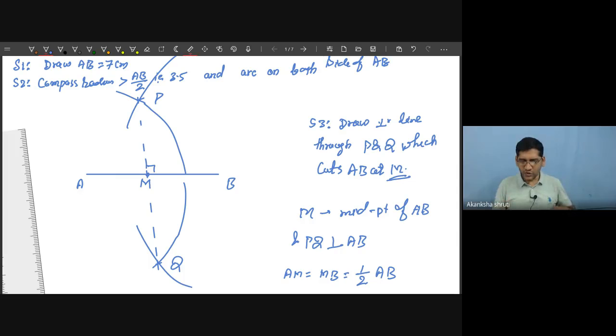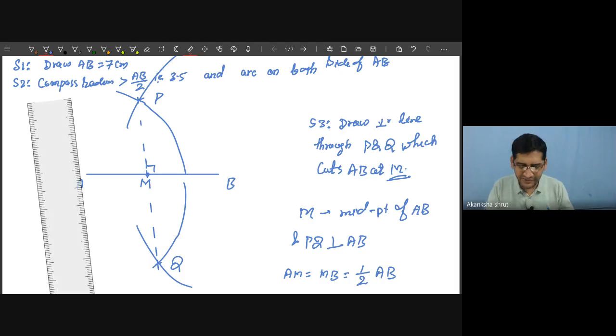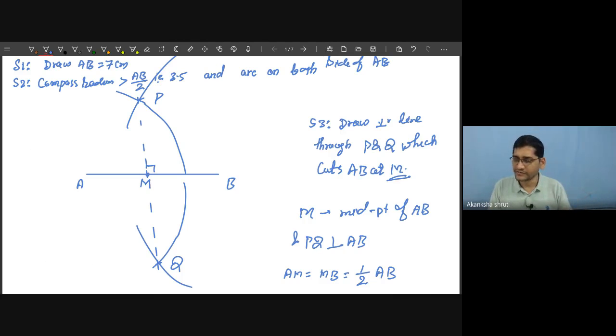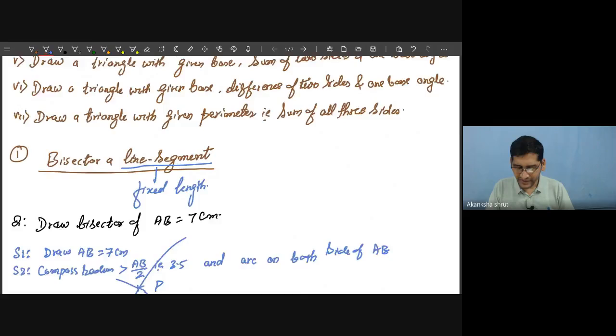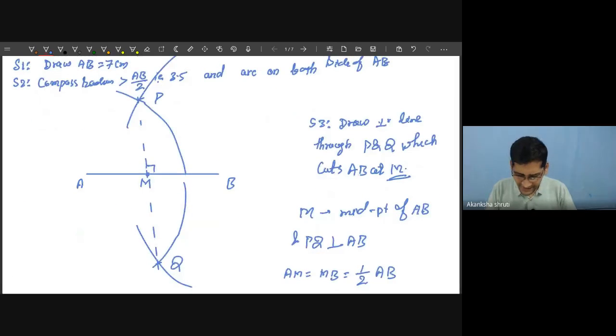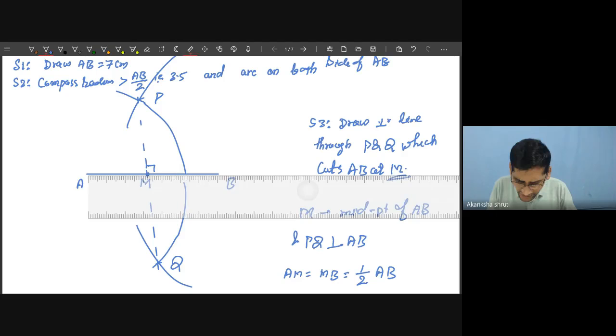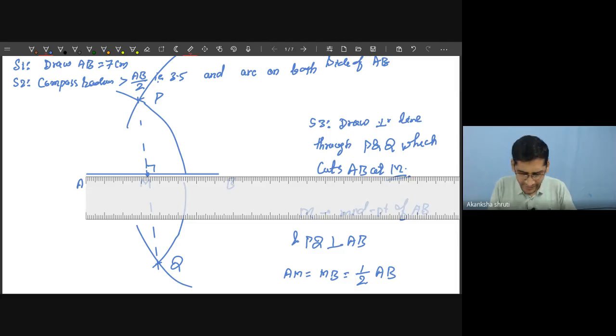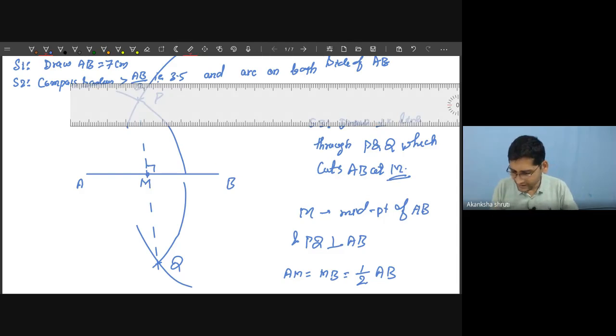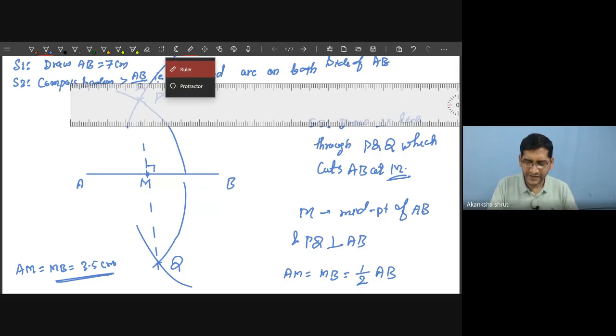Getting? It is so simple. Only these are the 3 steps that we need to follow. So first, drawing the bisector. By this we can measure this AM also. If you measure AM with the scale, you observe that this AM is 3.5 centimeter. So here AM is equal to MB is equal to 3.5 centimeter. So this way with the scale we can measure it also.